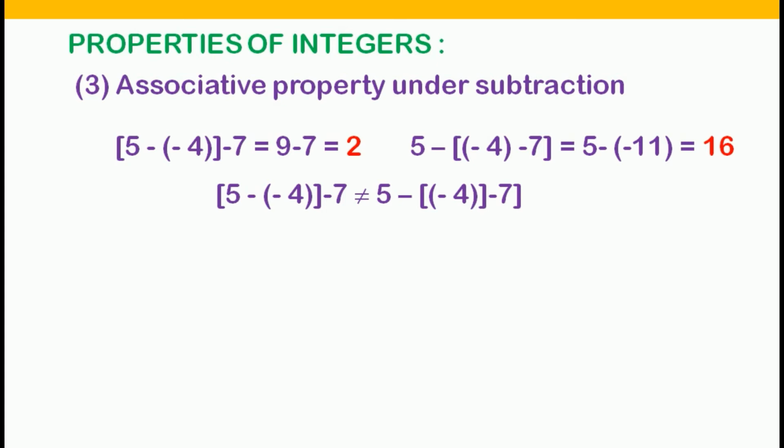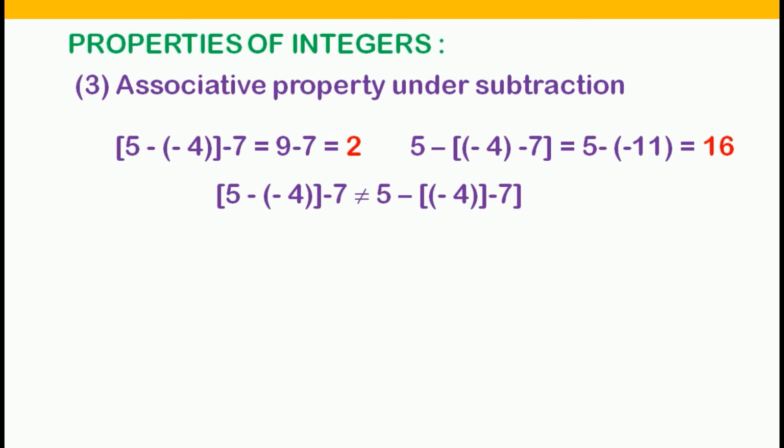So here taking three integers as 5, minus 4, 7, by subtracting these three, 9 minus 7 is equal to 2. But when we change the order of subtraction, 5 minus (minus 4 minus 7). These two, minus 4 minus 7 gives minus 11. 5 minus minus 11 is equal to 16. So the result is not same.